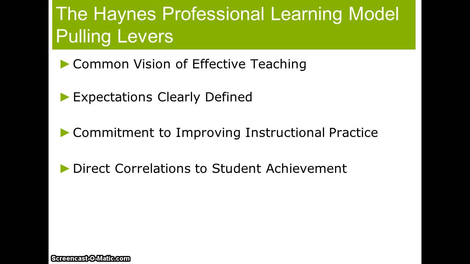So, according to the new teacher project, there were three levers that schools can pull to make sure that we are progressing to our student achievement goals. And after compiling tons of research of charter schools from around DC and also charter schools and their network, they found that when there was a common vision for effective teaching, when expectations for teaching are clearly defined, and when teachers felt that there's a commitment to improving instructional practice, that these three levers are the ones that had direct correlations to student achievement. So these are the three that we're going to focus on.